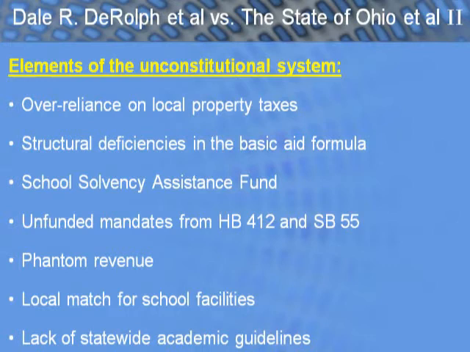They mentioned again family revenue, local match for school facilities, which was kind of interesting because by the time we got to the second DeRoth decision, we had created the school facilities program, and the school facilities program required a local match in order for you to even be eligible to participate in the program. And the court identified that local match requirement as a part of why the system is unconstitutional. And we still have that local match component even to this day. And then a lack of statewide academic guidelines.